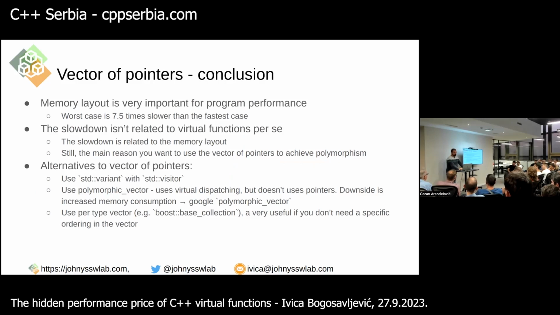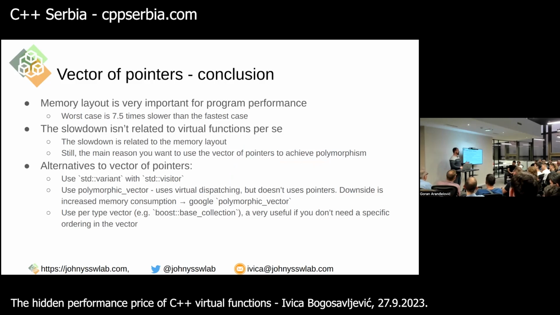Okay, so as I said, the slowdown is not related to virtual functions. It's related to how you store data. And how do we fix it? Now I have several ways to do it. The first one is not to use a vector of pointers.